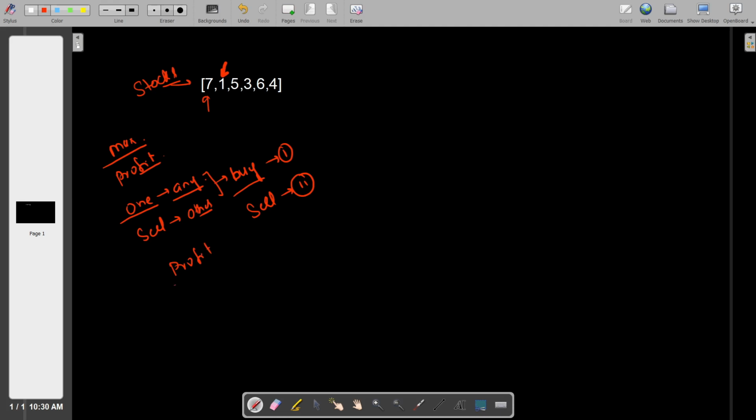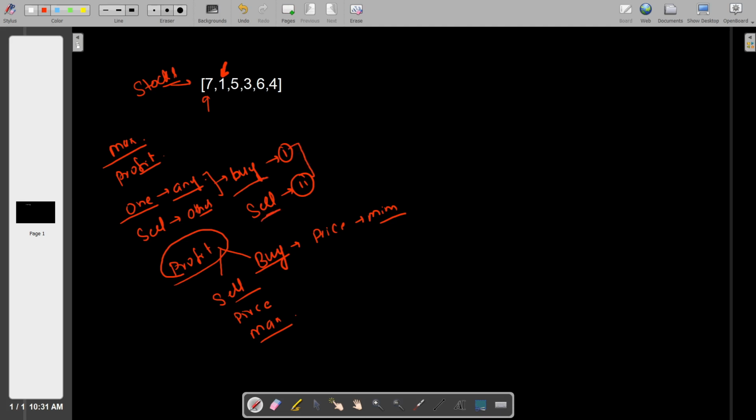So our intuition behind this problem is that we get the maximum profit when we buy the stock when the price is minimum, and sell that stock when the price is maximum. Okay, then we get the maximum profit. And one thing we also have to take care of is that first we have to buy the stock, then we have to sell the stock.